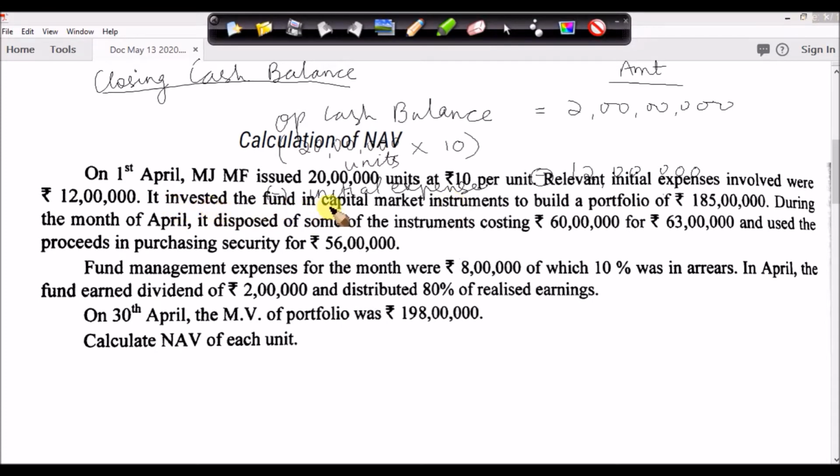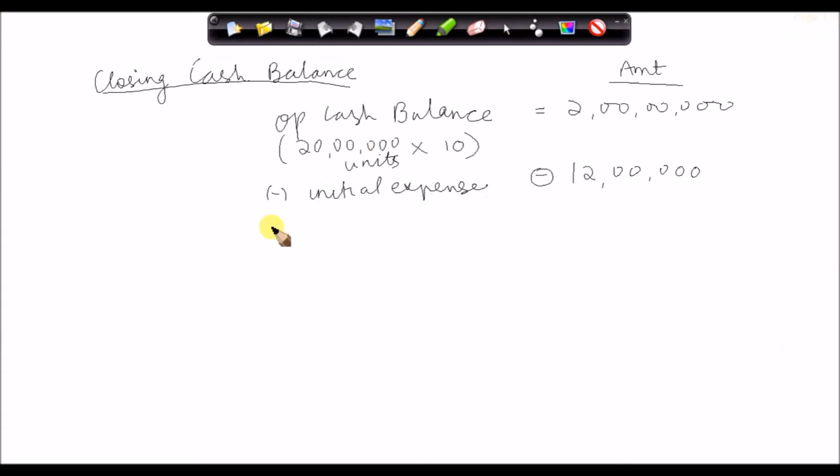Then it invested the fund in capital market instruments to build a portfolio of 1 crore 85 lakhs. So there was an investment in portfolio. In other words, the fund manager had spent the money in different kinds of instruments, and the cost of those instruments is 1 crore 85 lakhs. So this much amount is spent by the fund manager.